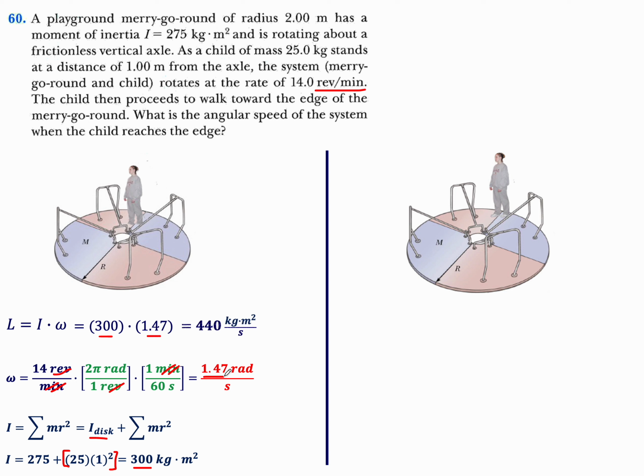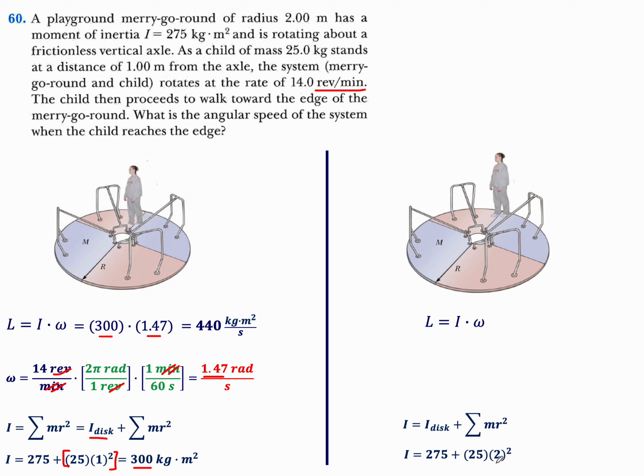If you multiply it out, we get that the total angular momentum before the child moves is 440 kilogram meters squared per second. That has to be true as well when the child moves towards the outside edge. So angular momentum must be conserved. Before we solve it, though, real quick, what's the new rotational inertia? It changes. The disk, or the merry-go-round, doesn't change, but the position of the child does.